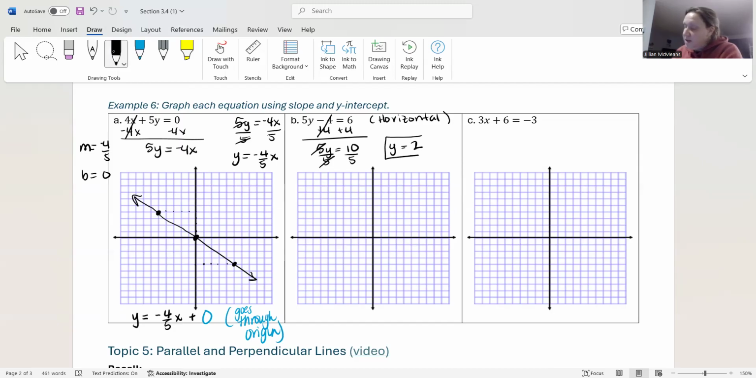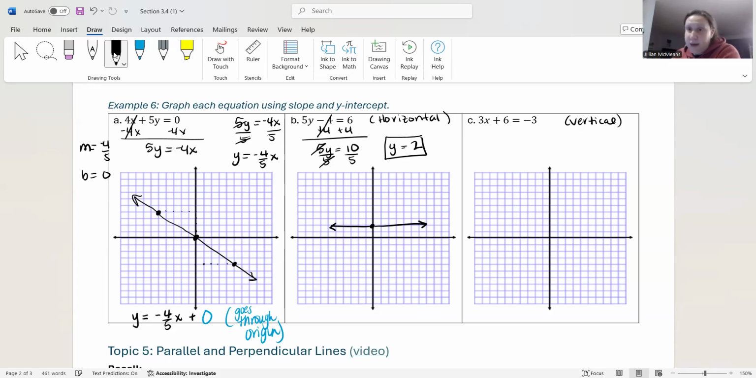All right, so this tells me I'm a horizontal line and I go through the y-axis at +2. So I would look like this. Okay, and then finally for part C, we have 3x plus 6 equals -3. Notice there's no y, and without a y, I cannot touch the y-axis, but I have to go through the x-axis. So the only way for that to happen is if I'm parallel to the y-axis, which would make me vertical. So this is a vertical line.